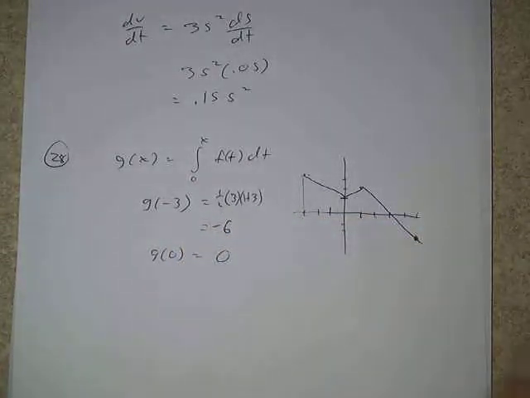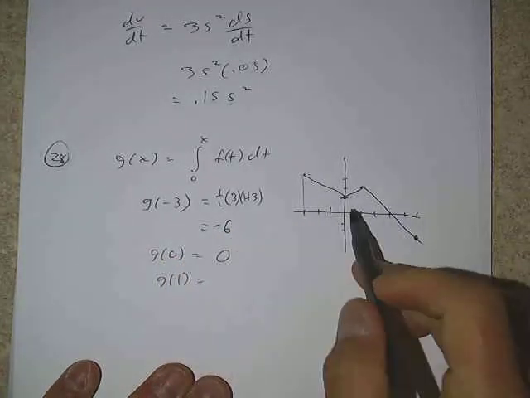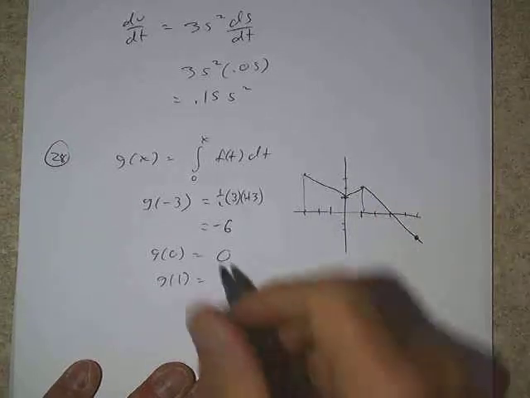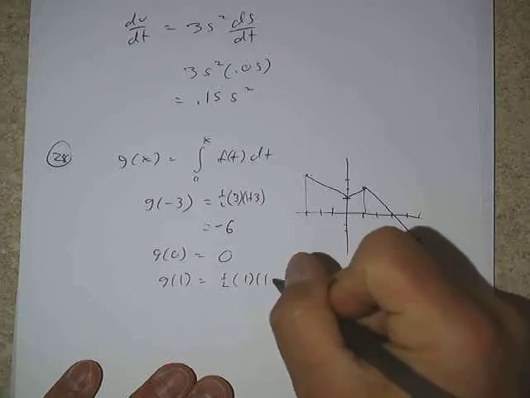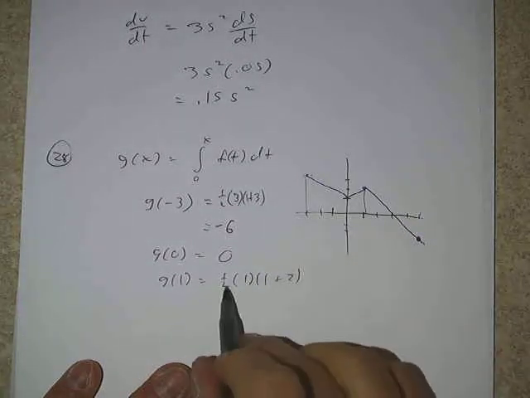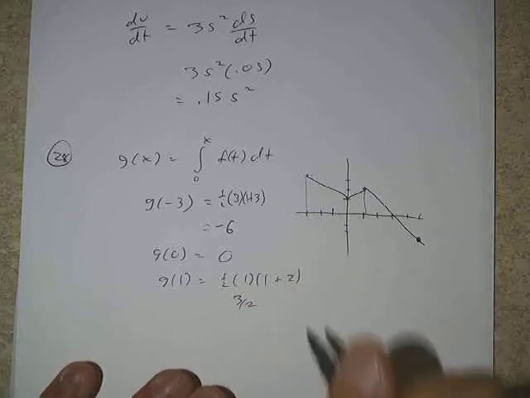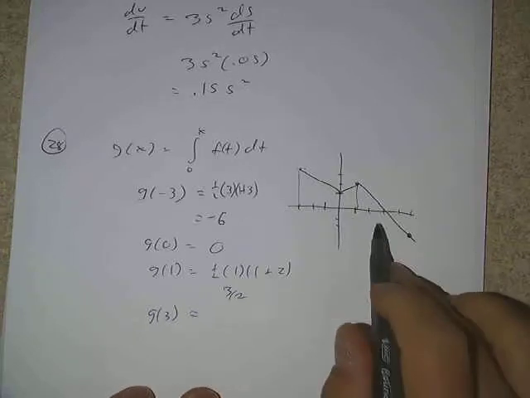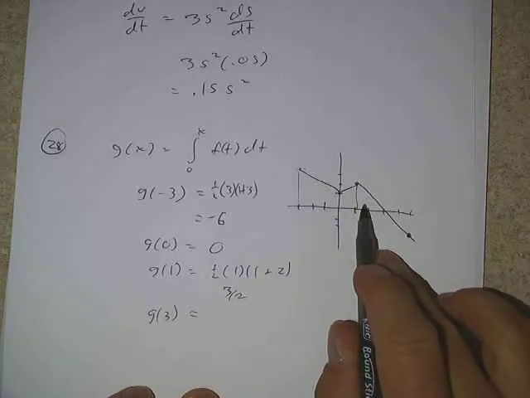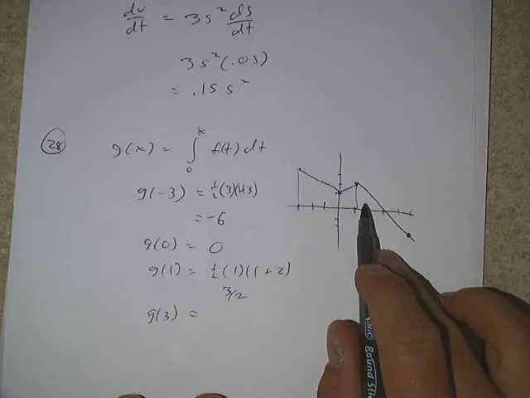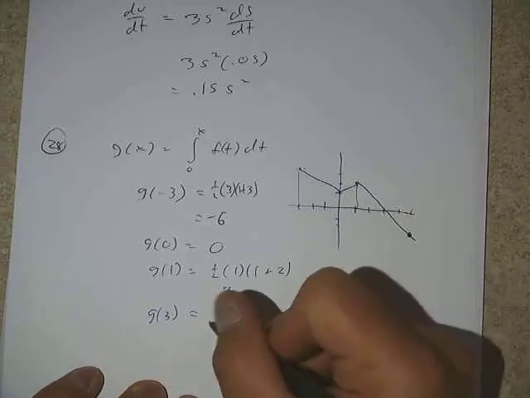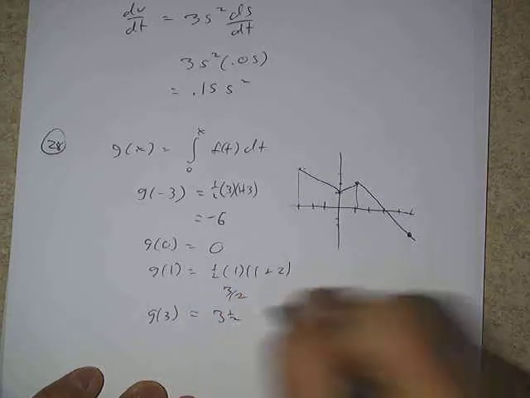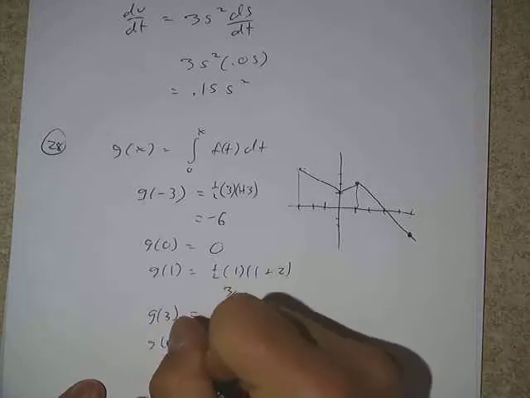What about g of 0? G of 0 is 0. Okay. G of 1? If I go from here to here, I get that trapezoid. That's going to be 1/2 times 1 times the two bases, 1 and 2. So we'd ultimately get 3/2. So that's that. G of 3. We would have 3/2 for this part, and then if we add this triangle to it, which is a 2 by 2 triangle, it'll be 1/2 times 2 times 2, which is 2. So ultimately it would be 2 plus 3/2.